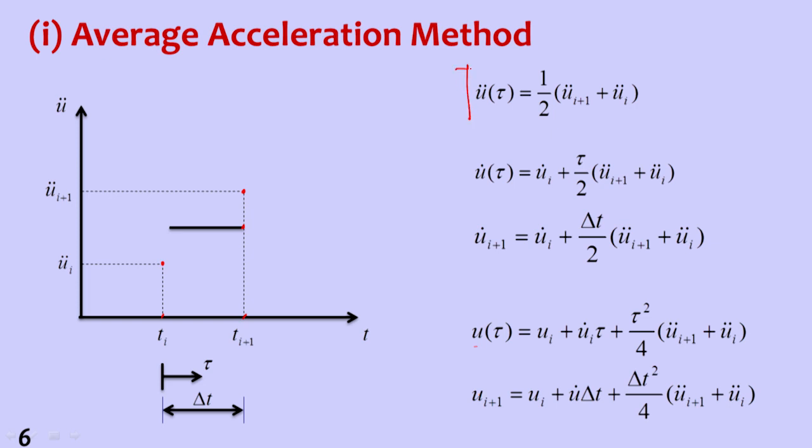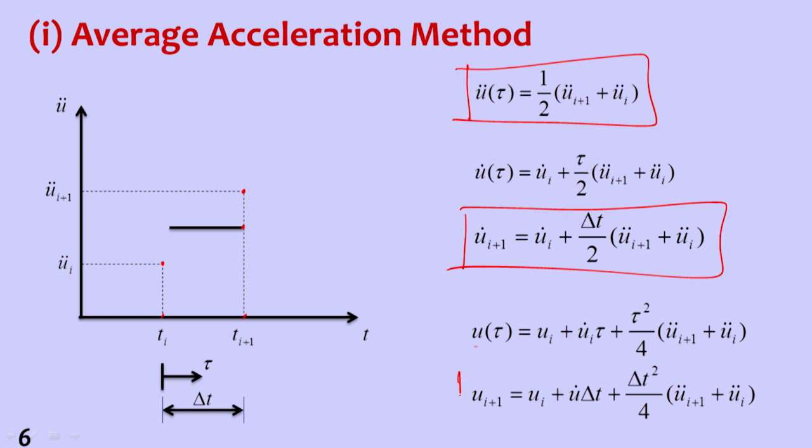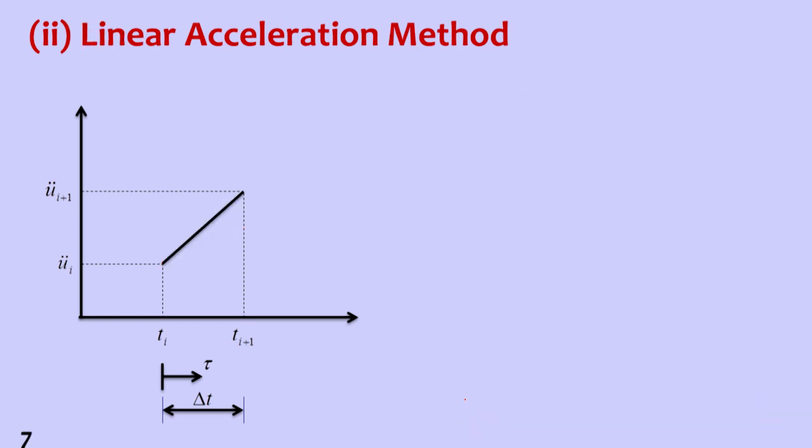So this is the acceleration term, this is the velocity term, and this is the displacement term. We make use of these in the further equations. And then the linear acceleration method. In the linear acceleration method, as you can see, acceleration at this time instant ti and acceleration at the next time instant ti plus 1 are known to us.